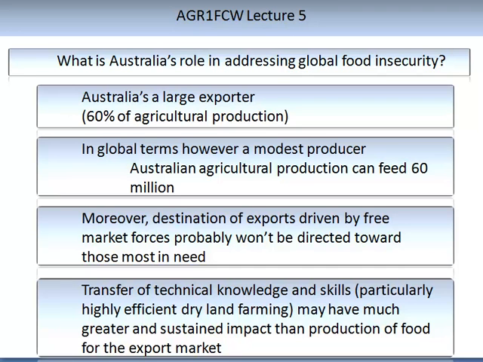The transfer of technical information and skills, particularly that of highly efficient dryland farming, may have a much greater and more sustained impact than food production itself. So, in other words, it's our expertise and our knowledge that is the most valuable in addressing global food insecurity, and for that role we can make a significant impact.